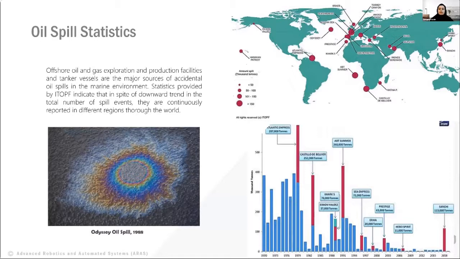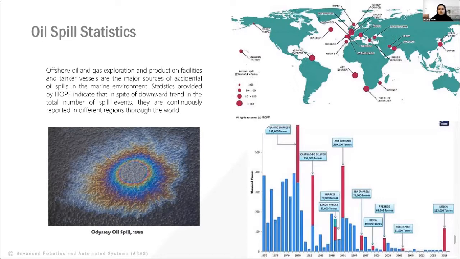Statistics indicate that in spite of a downward trend in the total number of oil spills, they are continuously reported in different regions. For example, recently in January 2018, an Iranian oil tanker, Sanchi, carrying more than 100,000 tons of light crude plus its own fuel, collided with a freighter and exploded. In reaction to such accidents, some projects have started to develop modern tools to support emergency response.